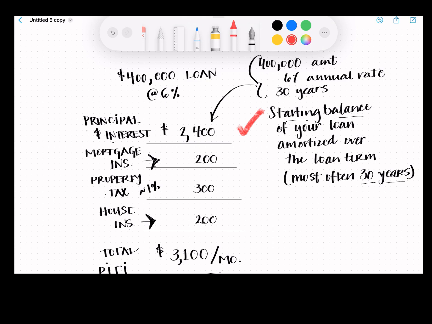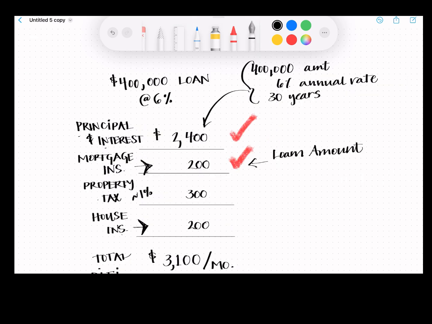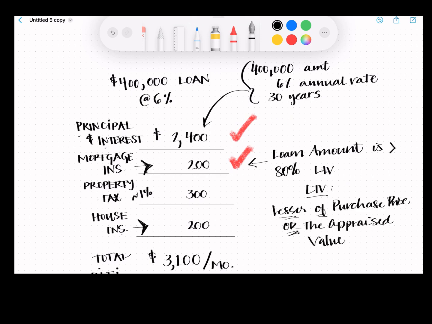The next component is mortgage insurance. You pay mortgage insurance if your loan amount is greater than 80% loan to value. The loan to value is the loan amount divided by the lesser of the purchase price or the appraised value. Again, you will be paying mortgage insurance if the loan amount is greater than 80% loan to value.